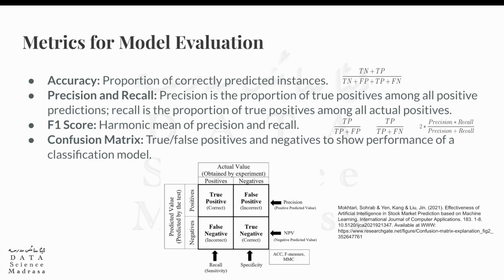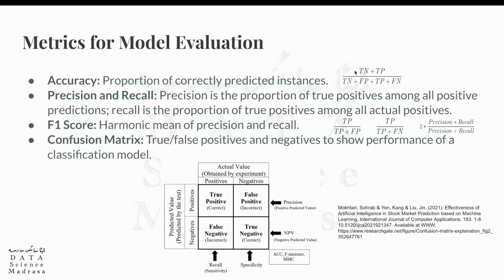Now let's look at some metrics for model evaluation. In the previous examples, the Python scripts that we've been looking at, we have used only accuracy score. Let's look at the formula for this metric. It's the proportion of correctly predicted instances, so true negatives plus true positives, divided by the sum of all possibilities, namely true negatives plus false positives plus true positives plus false negatives.